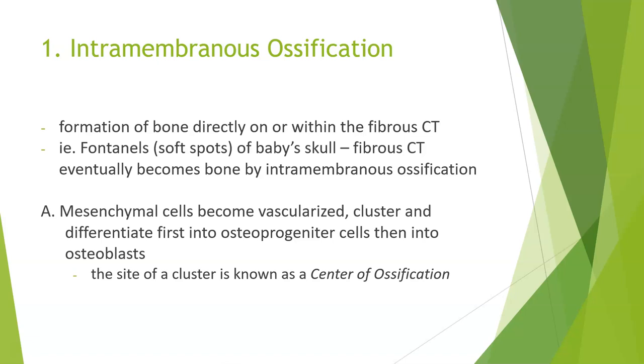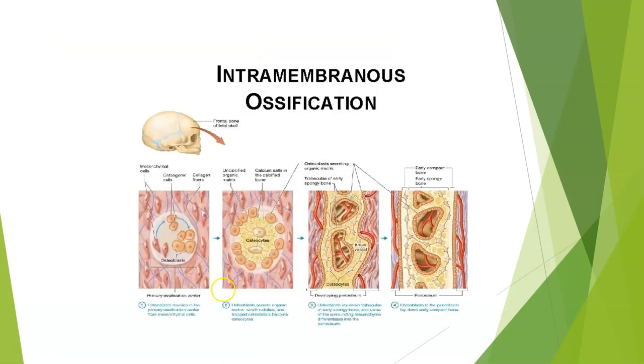Where all this is occurring, this cluster, is known as a center of ossification. So we can see here that they're all starting to come together. We've got these osteogenic cells or osteoprogenitor cells. They're then going to convert. So we've got the mesenchymal cells here within this area. Then they're going to convert into these osteoprogenitors, which then are all going to become these osteoblasts. We can see it here within the cycle.